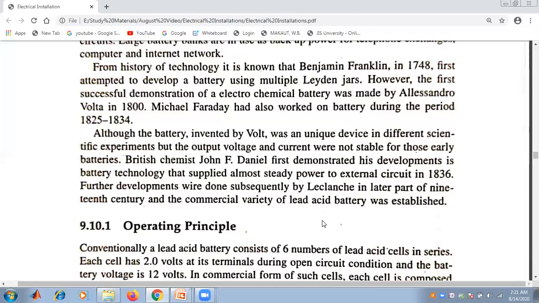So this was the history behind the development of battery.